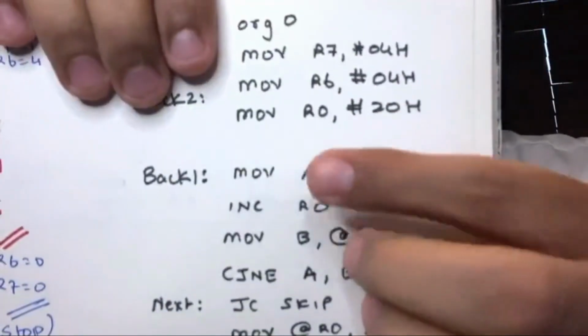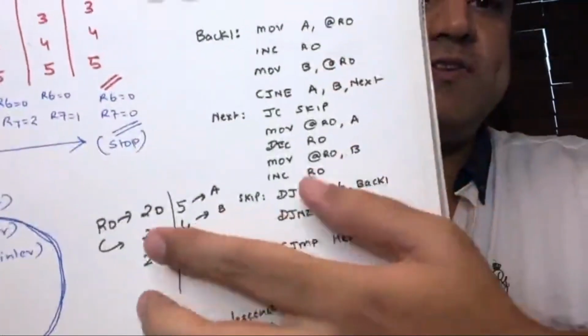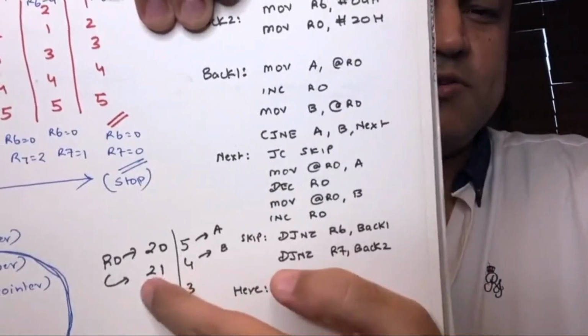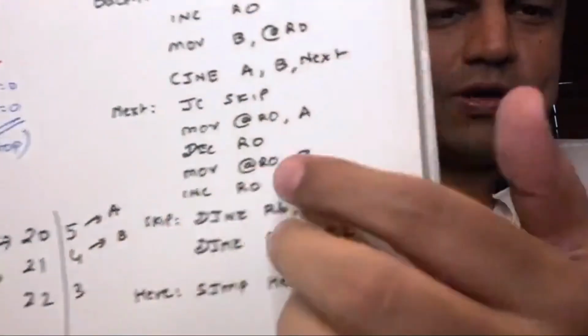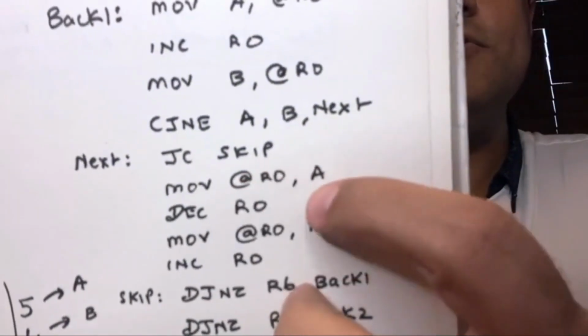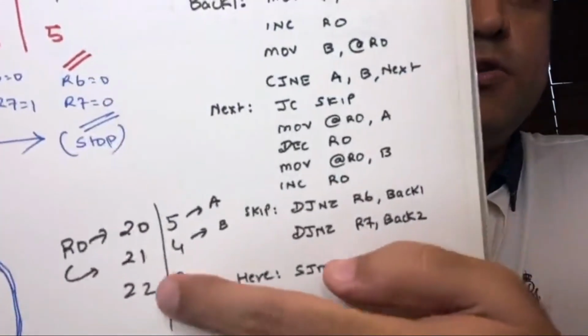Your numbers are there in A and B and your pointer R0 is pointing to the second location right now. You took your first number, incremented R0, took the second number. So R0 is pointing to the second location. What do you do? Store from A at the location pointed by R0. So you store the first number at the second location. Decrement R0 so that it points back.